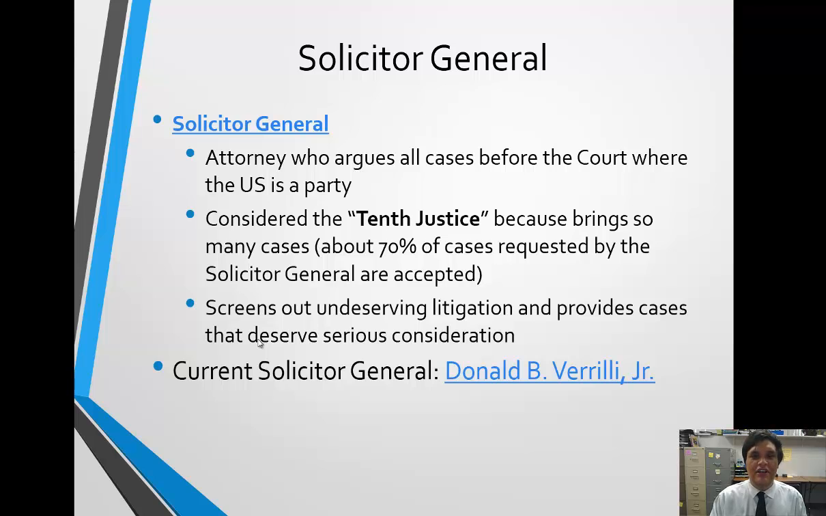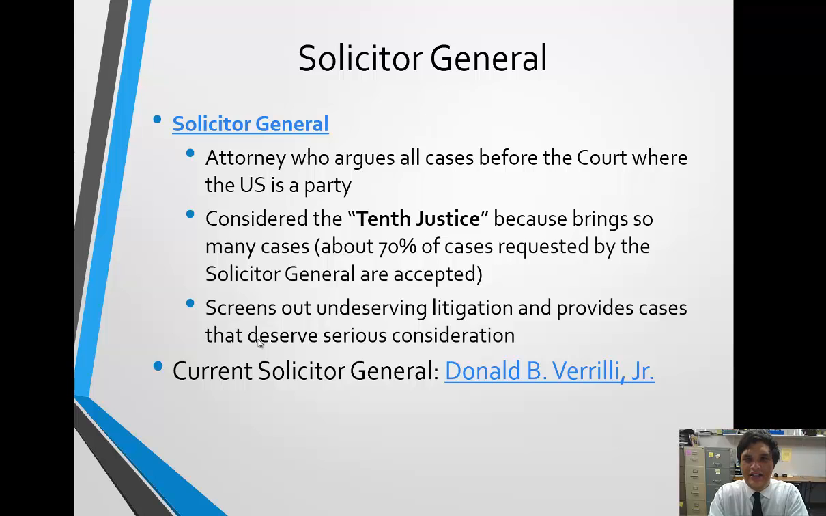The Solicitor General has a huge role in which cases are put before the U.S. Supreme Court to actually be heard, and then he's actually the attorney for the United States, so he's the one that argues for the United States before the Supreme Court, and is vested in the outcome of that case.